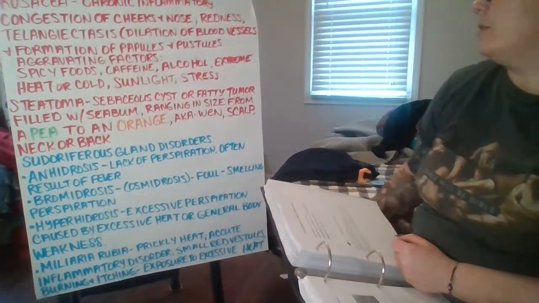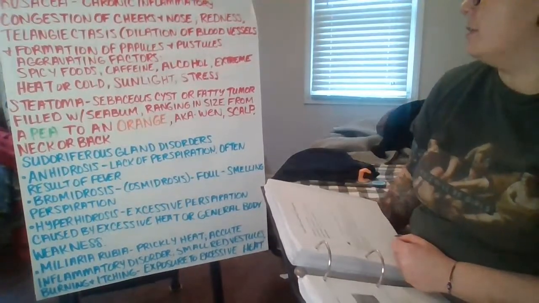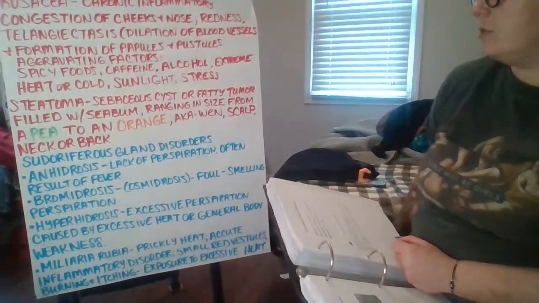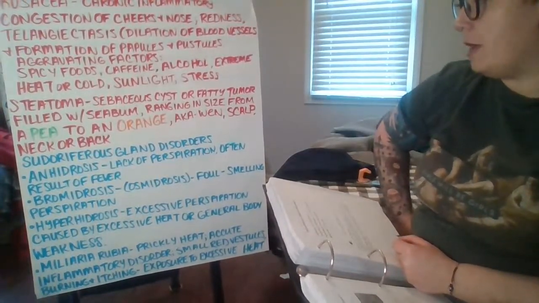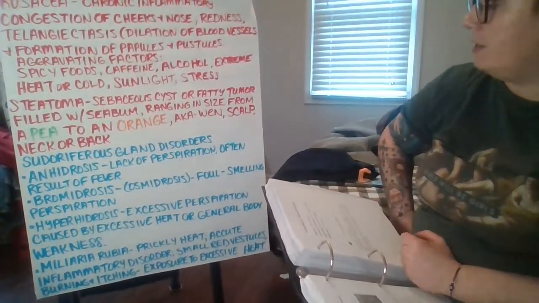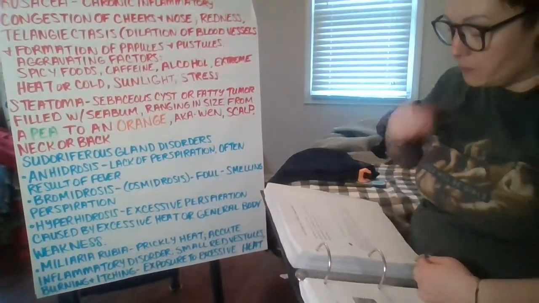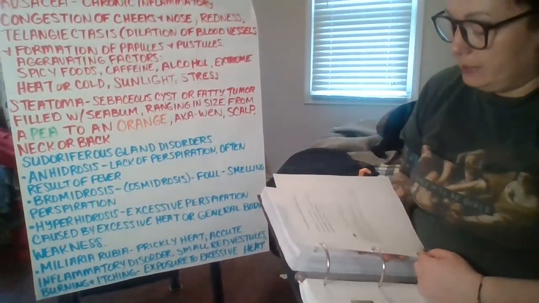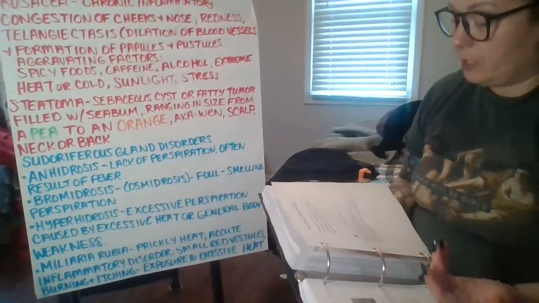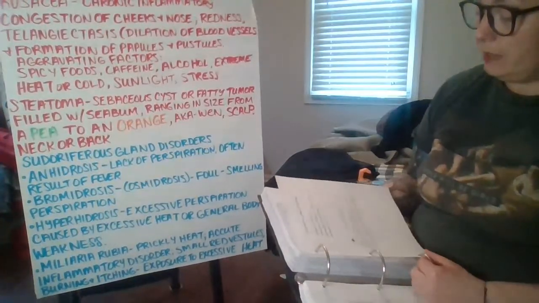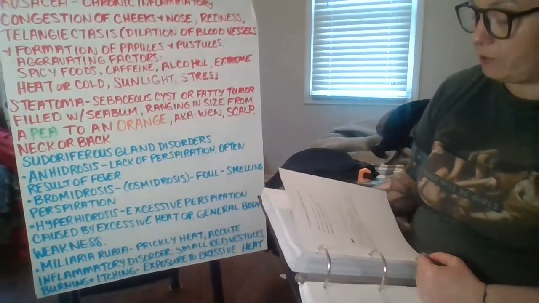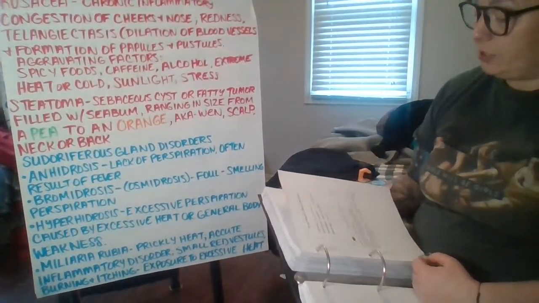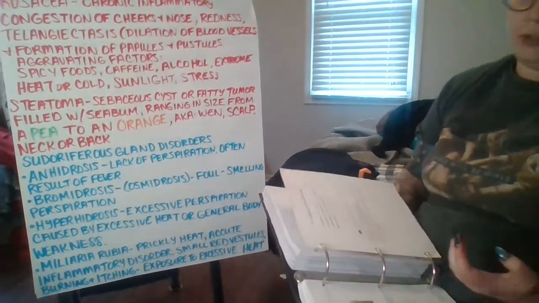Bromhidrosis, also known as osmidrosis. It's a foul-smelling perspiration. Hyperhidrosis is excessive perspiration caused by excessive heat or general body weakness. Miliaria rubra is also known as prickly heat. It's an acute inflammatory disorder caused by an eruption of small red pustules and accompanied by burning and itching. It's caused by exposure to excessive heat.